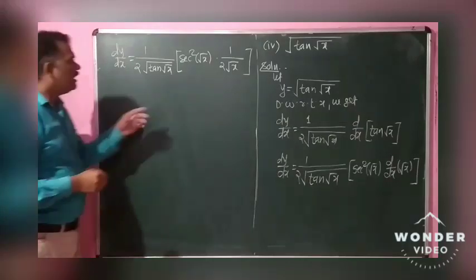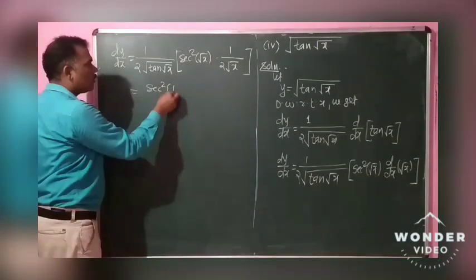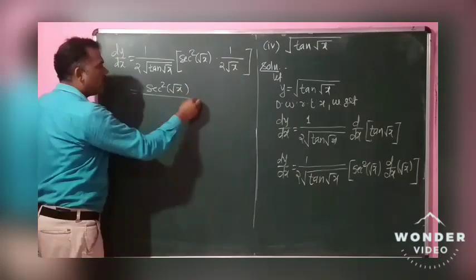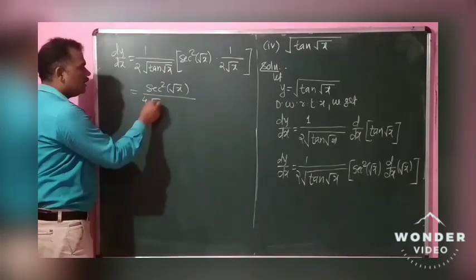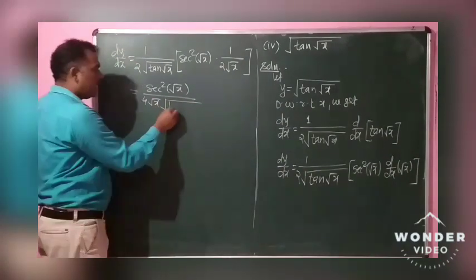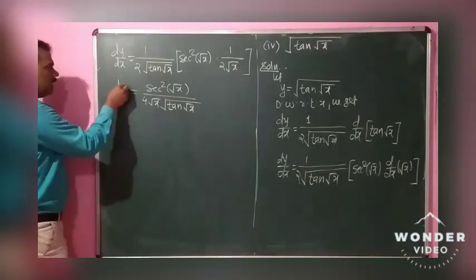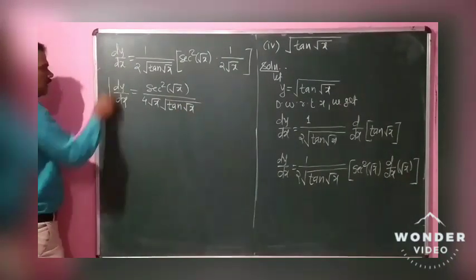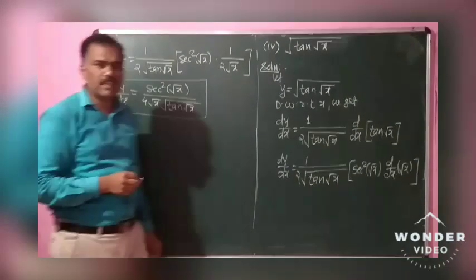We can rearrange these terms and write it like this: sec square root of x divided by 2 into 2, nothing but 4 into root of x into root of tan of root x, that is the dy by dx, which is the required answer. We have to discuss the next example.